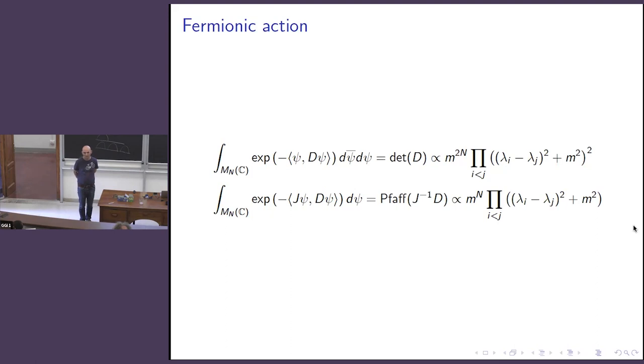Is that the angle bracket? No, it's symmetric. If it's symmetric, then D has to be skew symmetric, because D psi equals minus. Yes, that was my question, because in the first part the angle bracket with the J inside, the first one was.